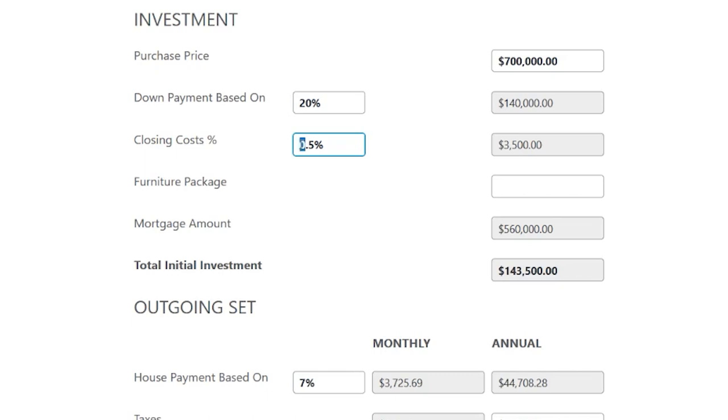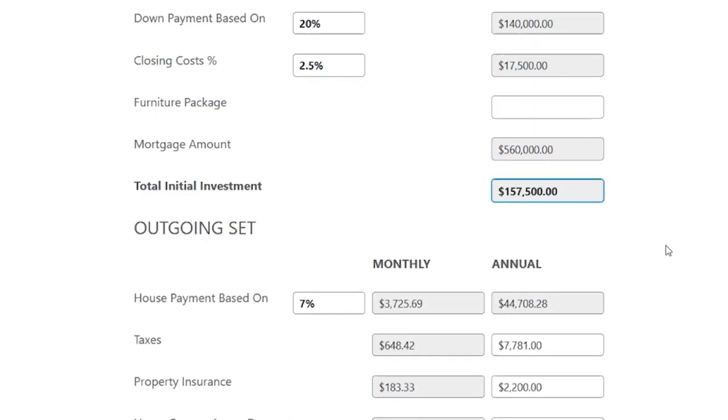So what does that work out to be if we went in there and put in 2.5%? Yeah, that's probably a lot closer. It may even be a little bit more than that, depending on the mortgage company, but we'll leave that in there for the time being. It just gives us a point of reference. Furniture package, mortgage amount, and then your total investment drops to $157,500. So that's what you're investing into your property on the mortgage.